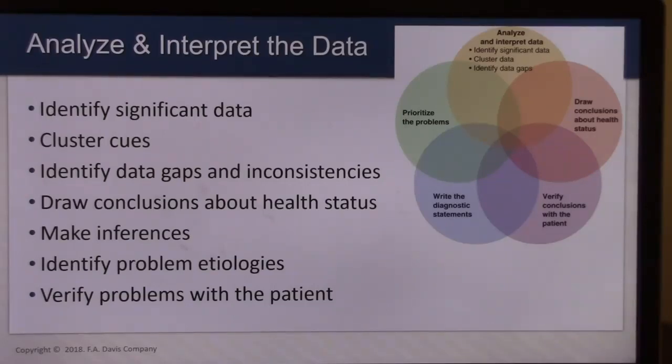You want to identify data gaps and inconsistencies. As you cluster and think about relationships among the cues, you will need to identify the need for data that were not apparent before and also look for inconsistencies. You want to draw conclusions about the health status, as well as the strengths as well as problems. Inferences, this is a critical thinking step and skill. You recall the cues are facts or data, whereas inferences are conclusions or judgments that are based on the data.